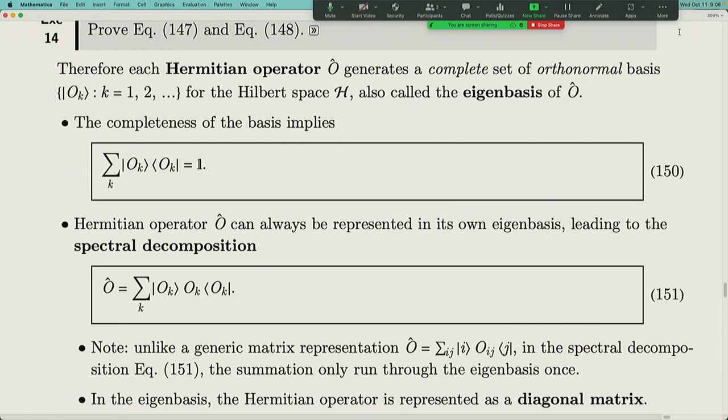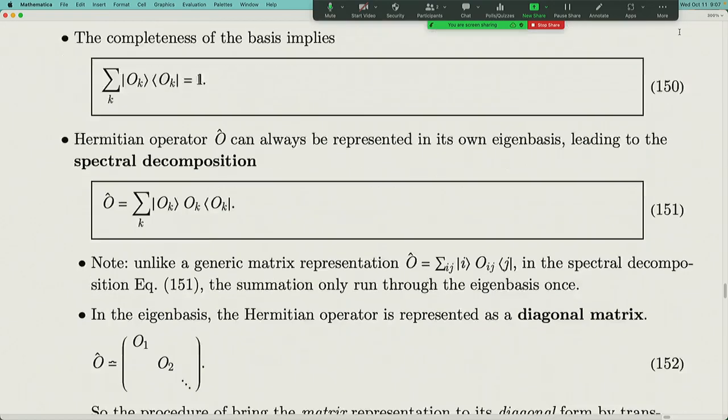This ket |o_k⟩, we basically use the eigenvalue to label the state. That's a common practice. So this is the corresponding eigenket, and this is the corresponding eigenbra. And then if you put ket, eigenvalue, and bra together, summing over all the eigenstates, that reconstructs the operator as a matrix for you. So this formula is also called the spectral decomposition, because the set of all eigenvalues of the operator is called the spectrum of the operator. And spectral decomposition means that you can decompose the operator as a summation of things.